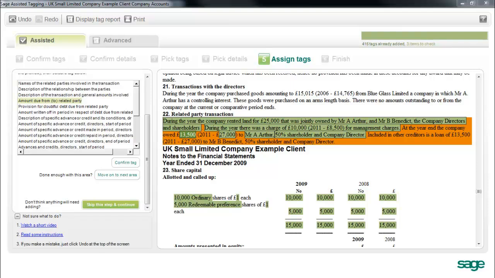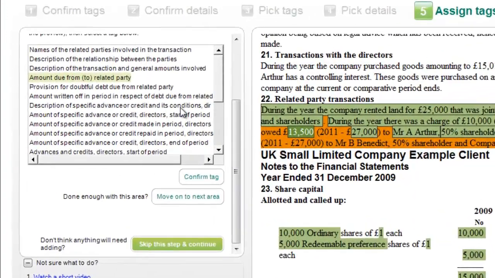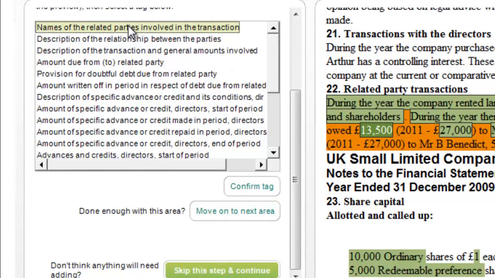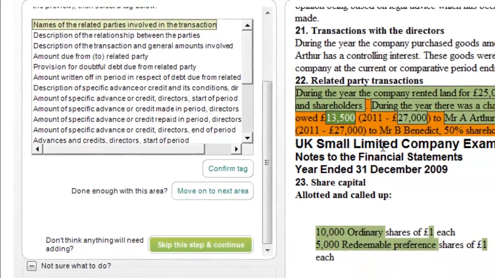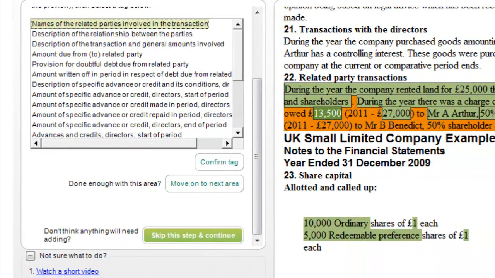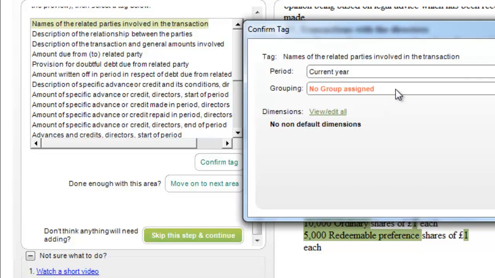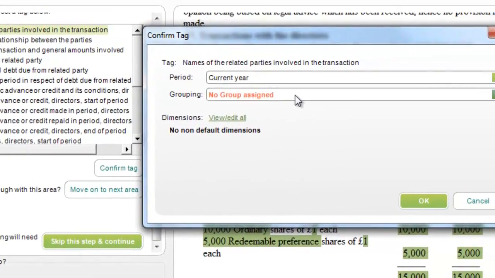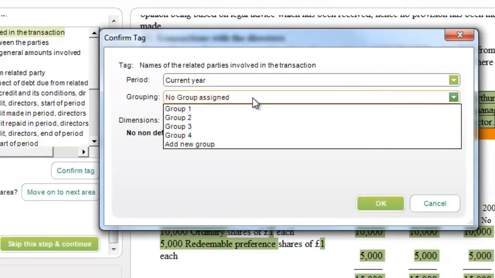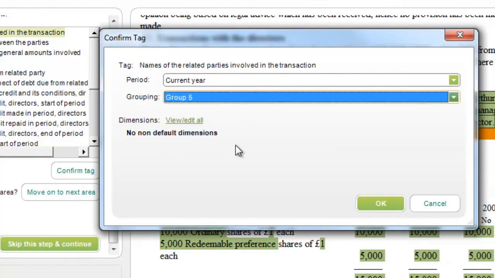So as with the previous transaction, we have the name of the related party involved in this transaction, who is Mr. Benedict. Confirm. Now in the previous transactions we've already used, as we can see here, groups 1 through 4. So for this tag we will assign group 5.